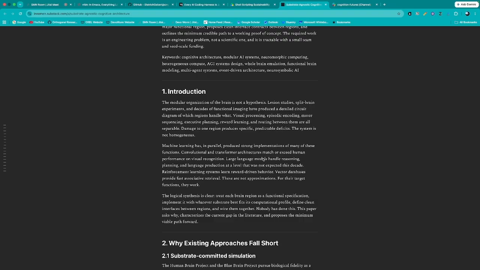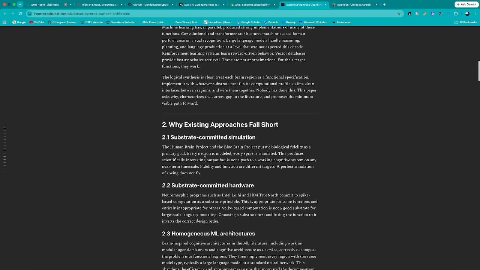No one has done this. This paper asks why, characterizes the current gap in the literature, and proposes the minimum viable path forward. Okay, so then the second part is why existing approaches fall short, and it has to do with this substrate, which is what the computations run on.